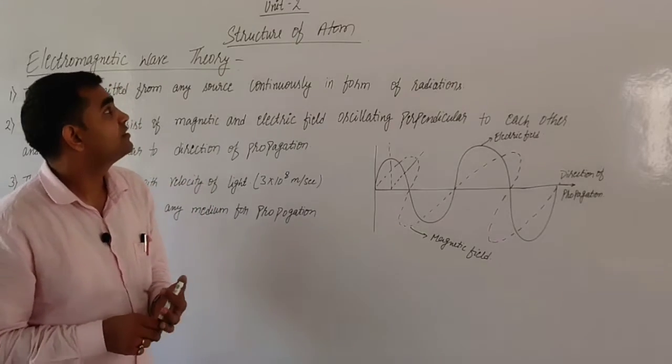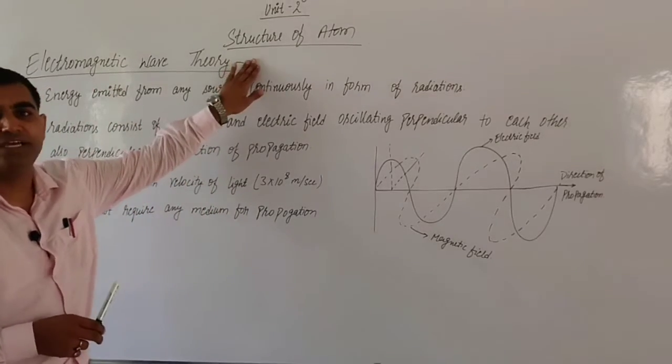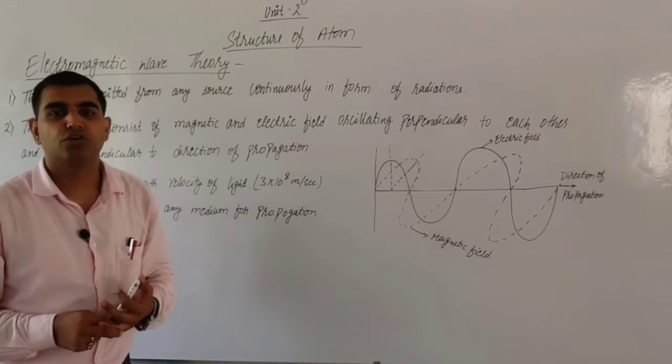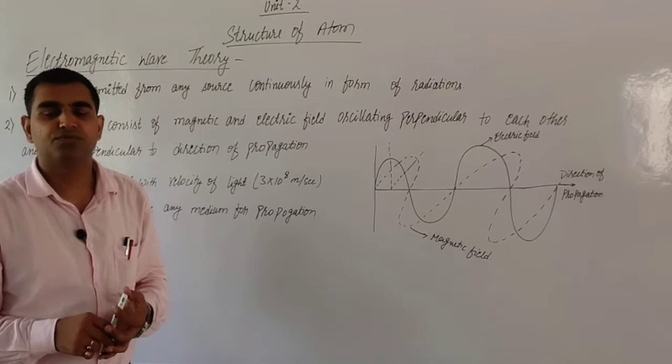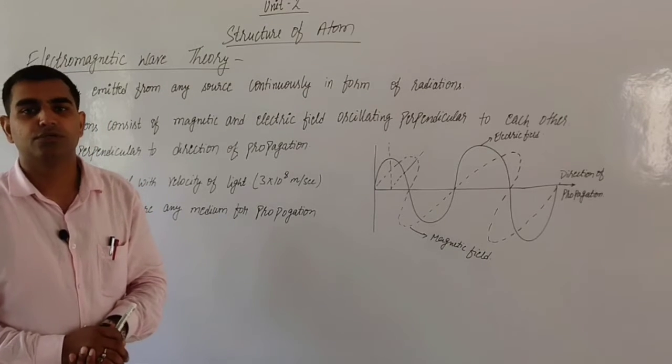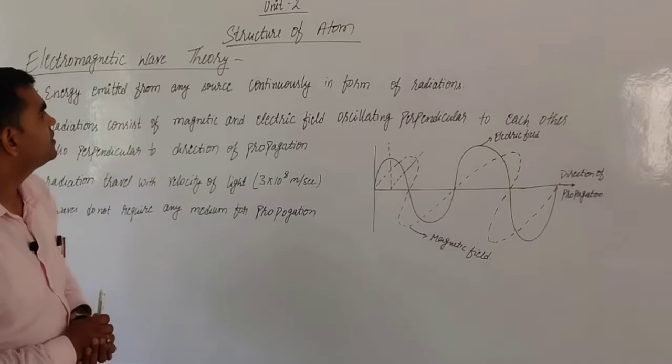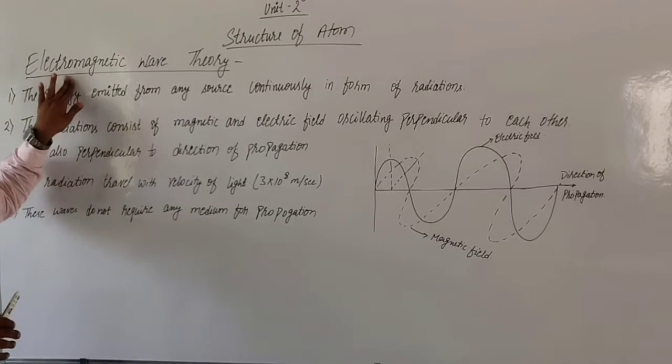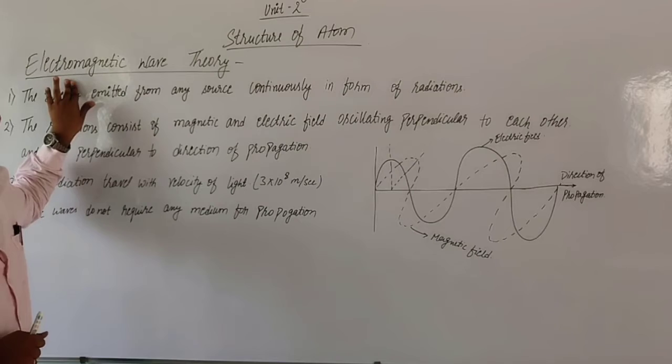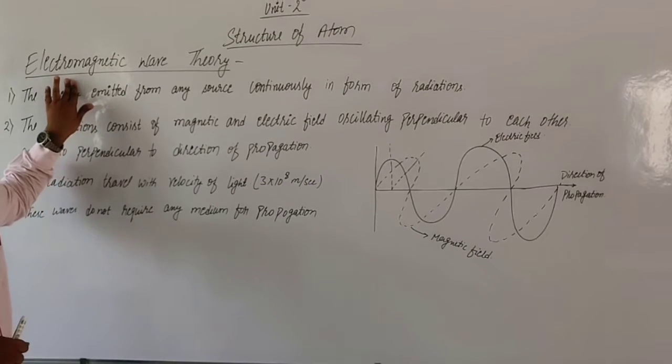Today we will start unit 2, structure of atom. Due to coronavirus, as we all know, some of the syllabus is reduced, so we have to start our second chapter from electromagnetic wave theory. What is electromagnetic wave theory? Students, firstly we have to say this.